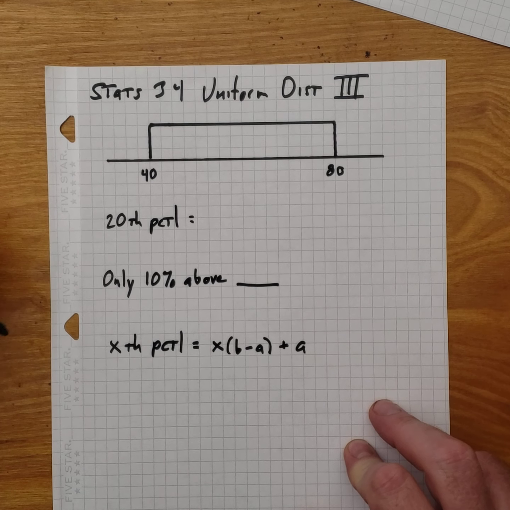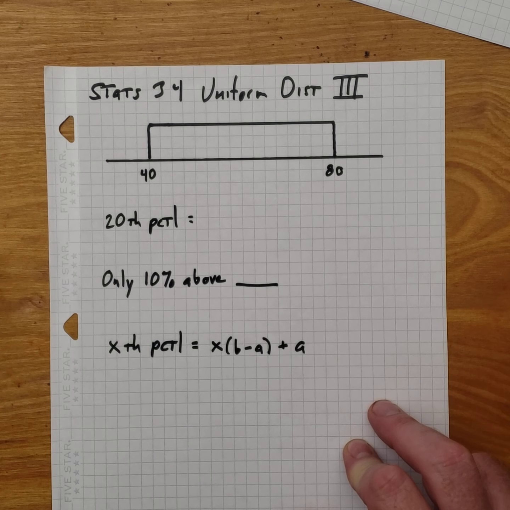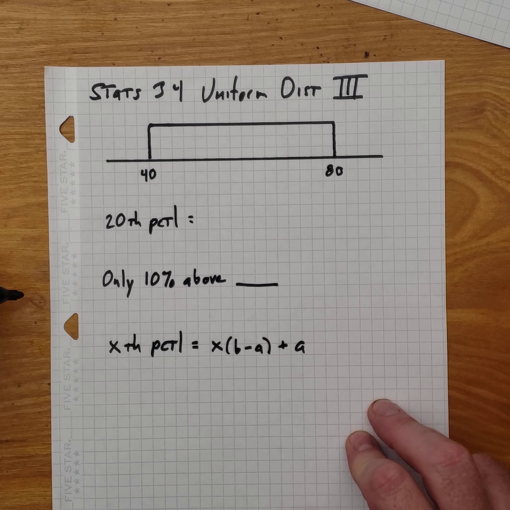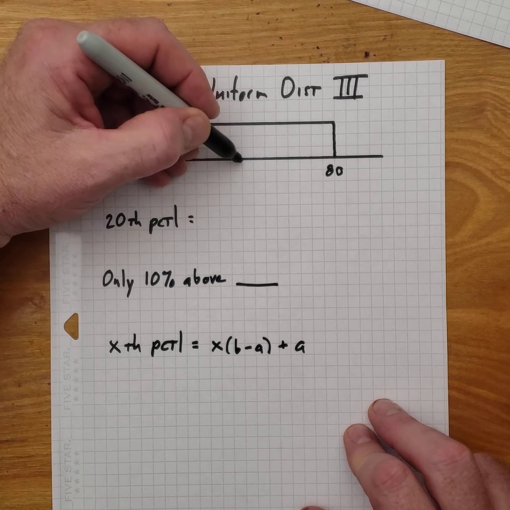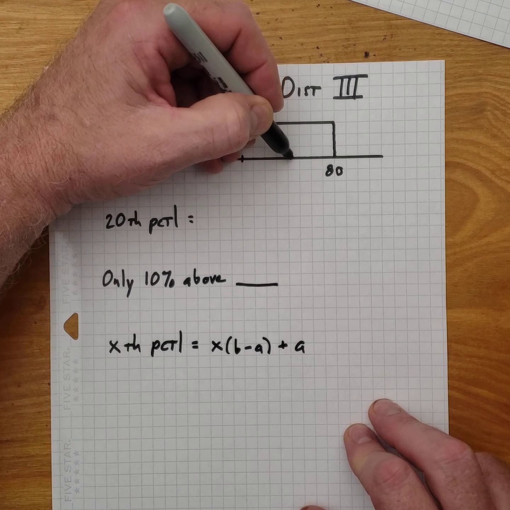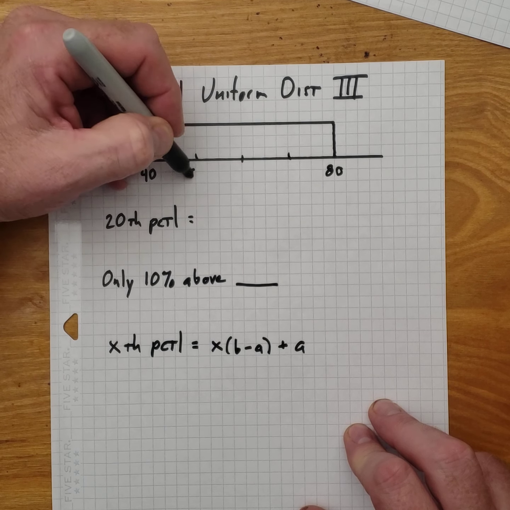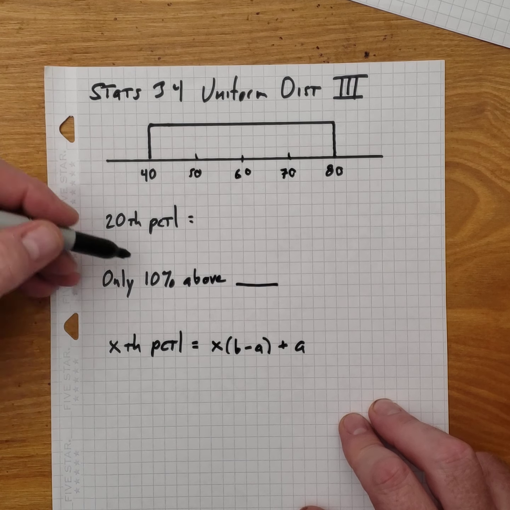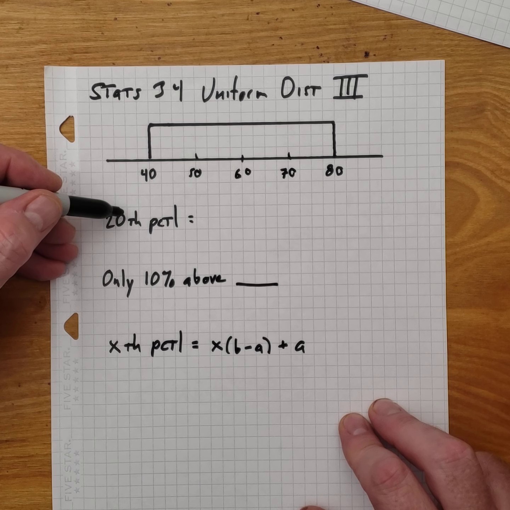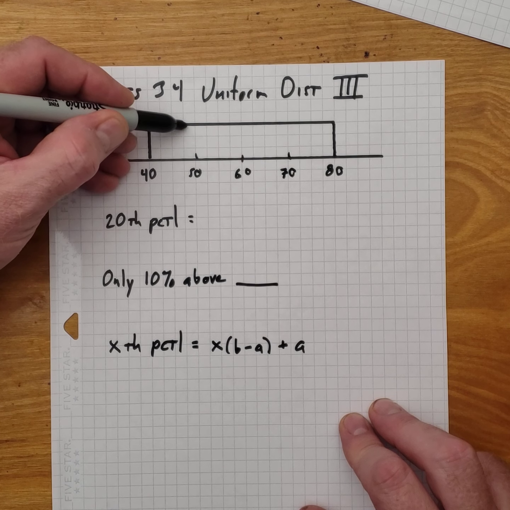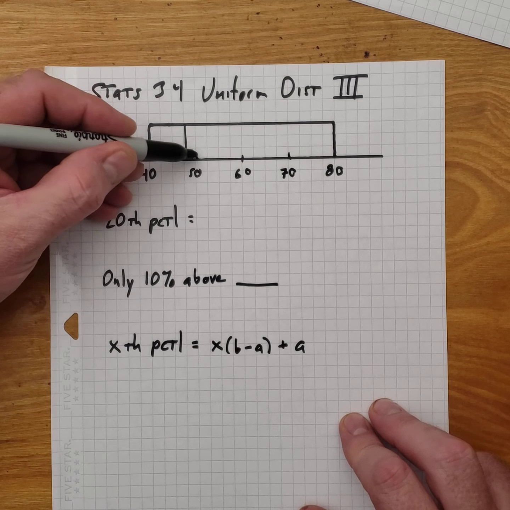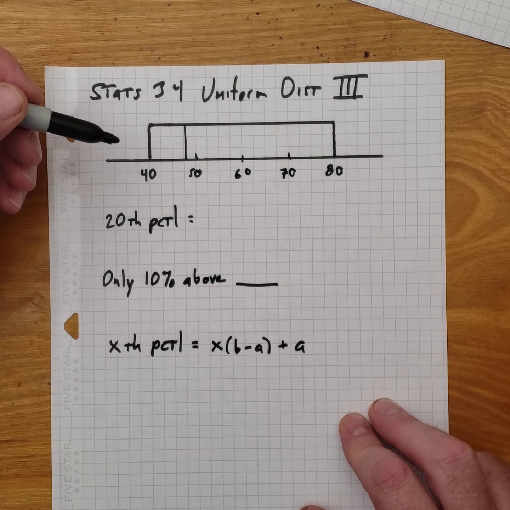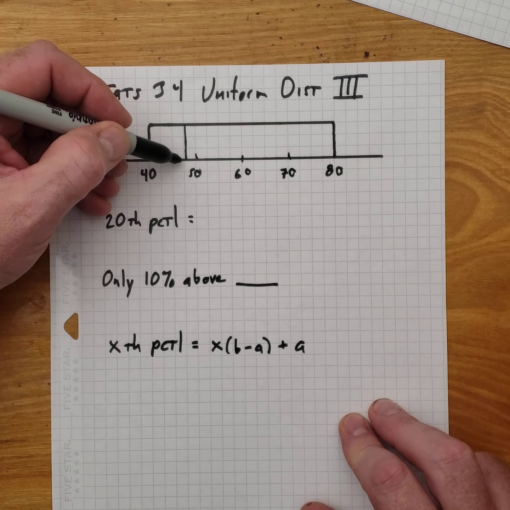Remember what percentile means. Percentile is the percentage of the population that falls below you. So if we're looking for the 20th percentile, we're looking for the person that's just above the bottom 20%. Let's get a little bit of indexing here. So we got 50, 60, 70 in there. And 20% of the population is just under a quarter. So we're looking at something around here, right? Because 50 would be 1/4 of the population. So we're looking for the cutoff point here.